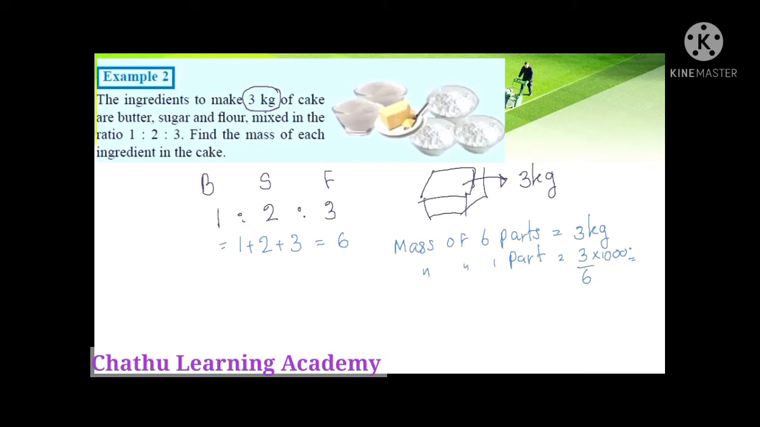Then what is the answer? This is in grams. Then you can get the answer as 500 gram. එහෙමනම් එක කොටසකට අදාළ mass එක වෙන්නේ 500 gram. Now you can find the mass of butter, mass of sugar as well as mass of flour.